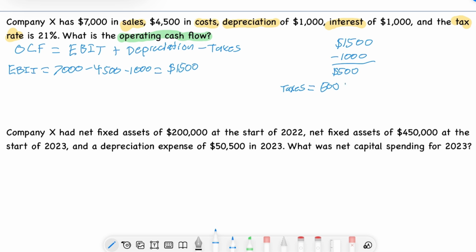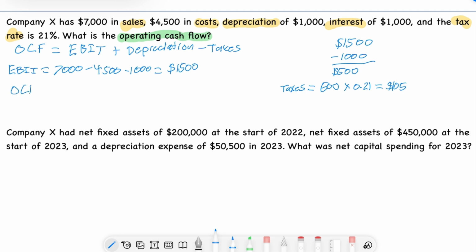500 times 21%. 21% is actually the national tax rate for corporations. So that's what you'll see a lot, is somewhere around there. And if we take 500 times 21%, we're going to get $105 that we pay in taxes. All right, so now we've got our earnings before interest and taxes. We have our depreciation given in the problem, and we found how much we pay in taxes. So now we should be able to find our operating cash flow by putting it all together.